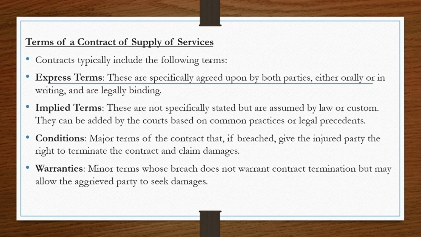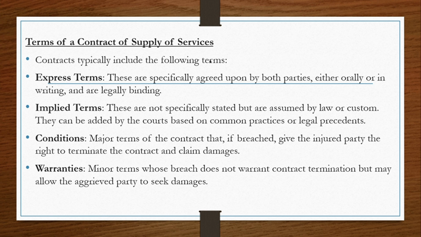Then for the implied terms, these are not specifically stated, but they are assumed by law or custom or by court interpretation. So the implied terms are just assumed to exist, like you assume that the term is already existing or it is already known by the other party. For example, when you get married in church, you are not supposed to tell the person you're marrying, like, we must give birth to kids or we must do this and this. They already know, it is an implied term. That's why they agree to get married.